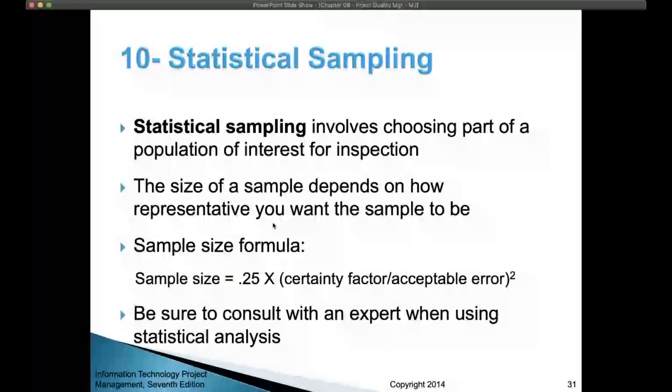We can also use statistical sampling, and this involves choosing or picking a part or sample from a population. Okay, so for example, you are producing cars, let's say 500 cars a day. So you come and select 2 or 3 cars, and you take these cars. We call these a sample. Okay, these 3, or let's say 5 cars from the 500.